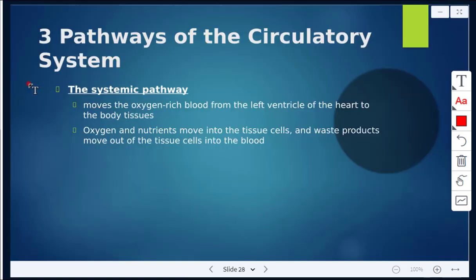The other pathway is called the systemic pathway. This is the movement of oxygen-rich blood from the left ventricle of the heart to all of the body tissues. Oxygen and nutrients move into the tissue cells. The waste products move out of the tissue cells and into the blood, and that includes carbon dioxide, which is a waste.